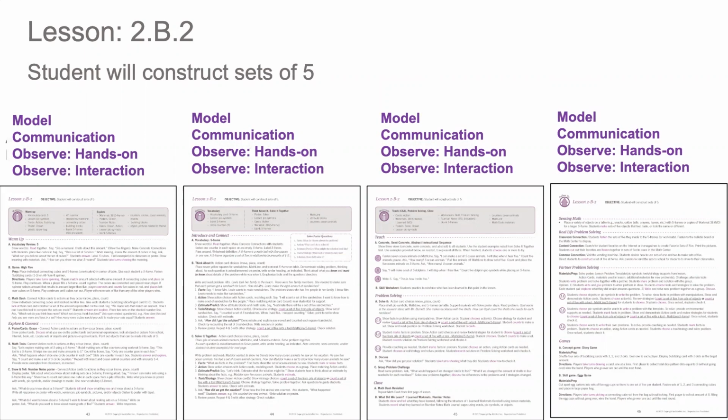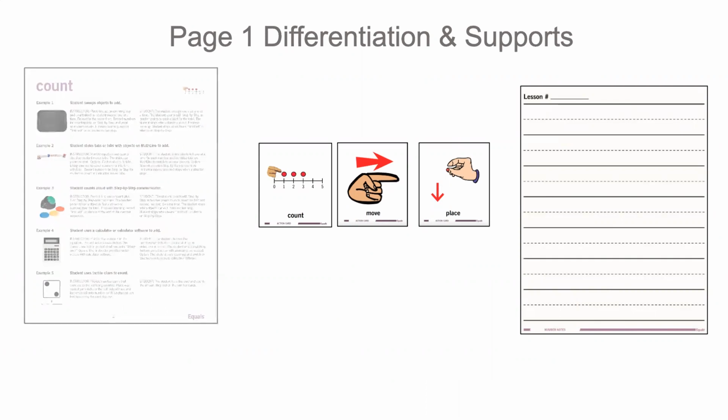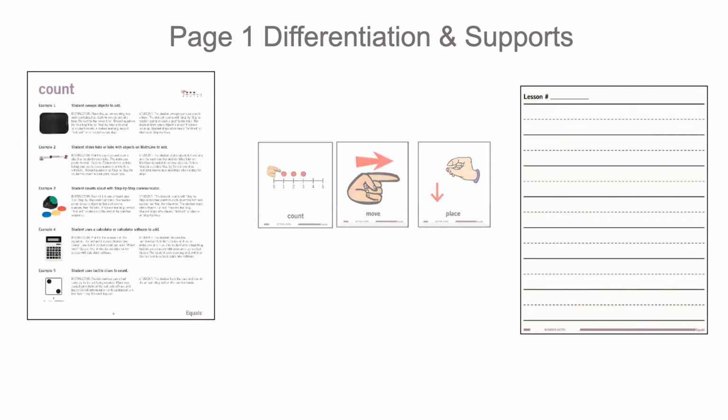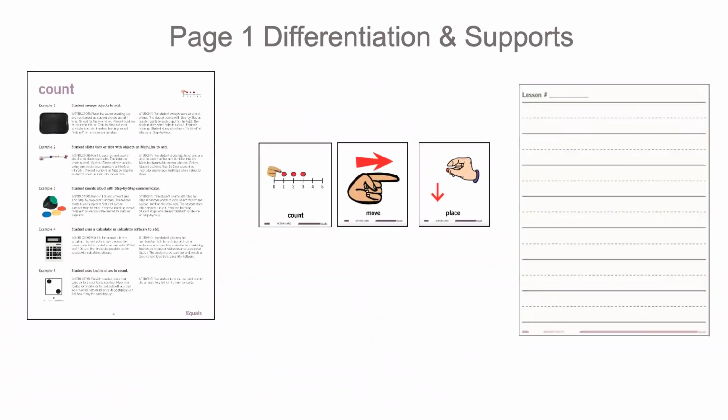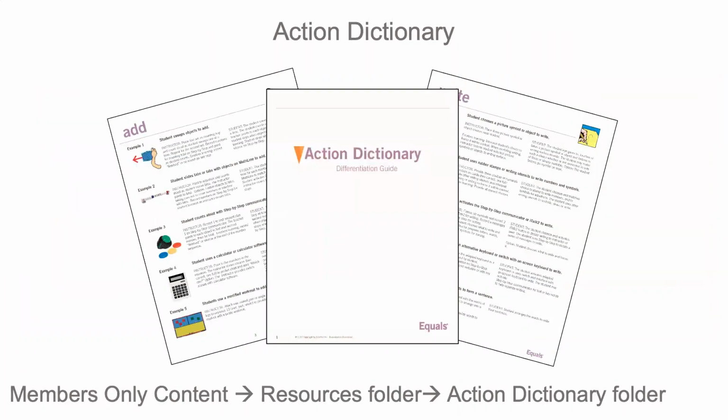that best practice instruction. So as we move into page 1, it is important to know the differentiation and supports that are available. The supports available on page 1 are the action dictionary, the action cards, and the number notes poster. The Action Dictionary is found within the members only digital content within the resources folder and is the main differentiation guide for addressing individual needs.